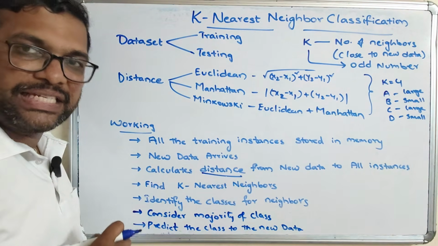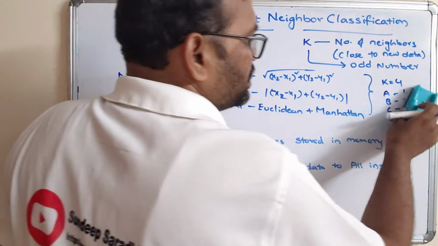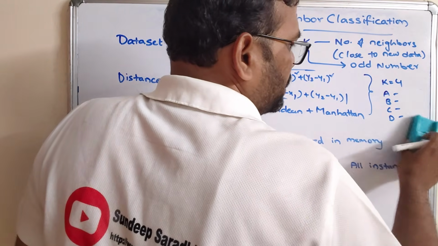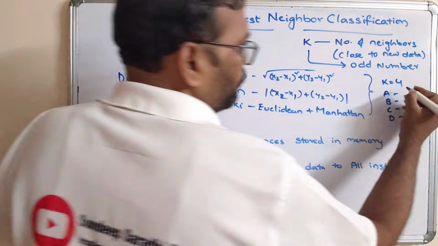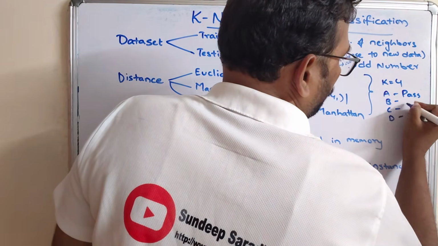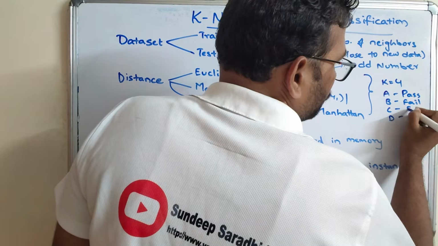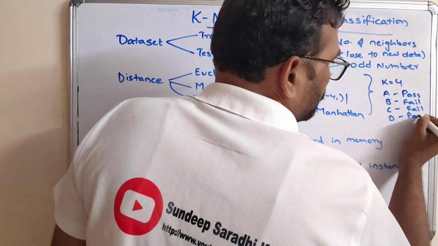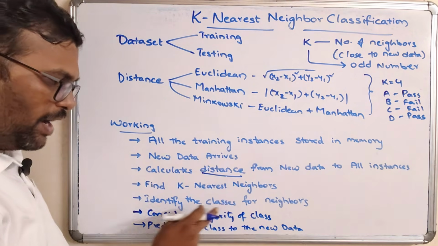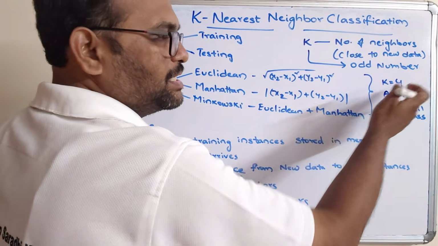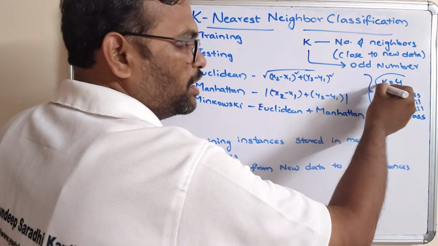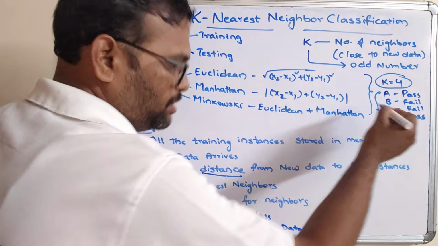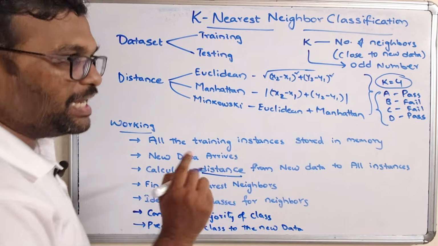Or else simply imagine a student percentage, where the result will be pass, fail, fail, and pass. So what happens here? We need to identify the classes. So this is a class, this is the input. We are considering only the 4 neighbors. These are the 4 neighbors, and we consider the majority of the class.